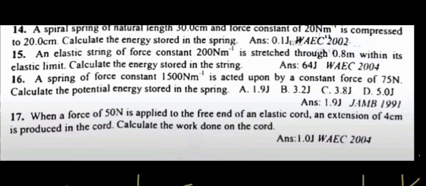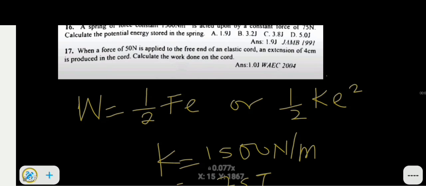For number 16, a spring of force constant 1500 Newton per meter is acted upon by a constant force of 75 Newton. Calculate the potential energy stored in this spring. There are two formulas for it. You can use W equals half Fe if they give you the force and the extension, but if they give you the value of K, it's going to be half Ke squared. These two formulas will give you the same answer.